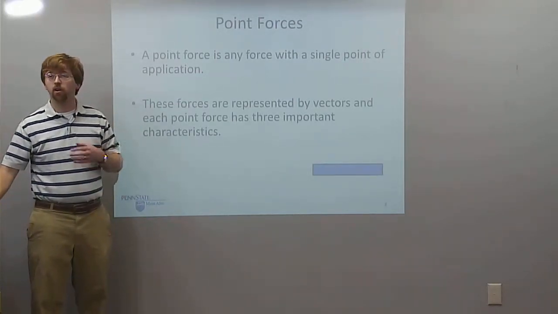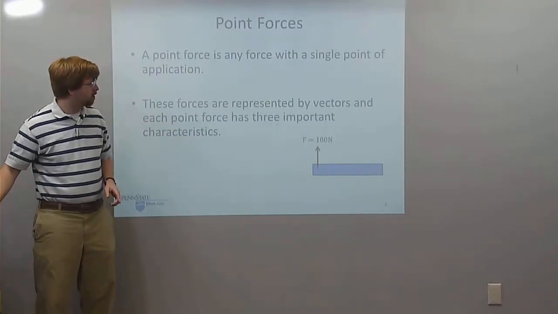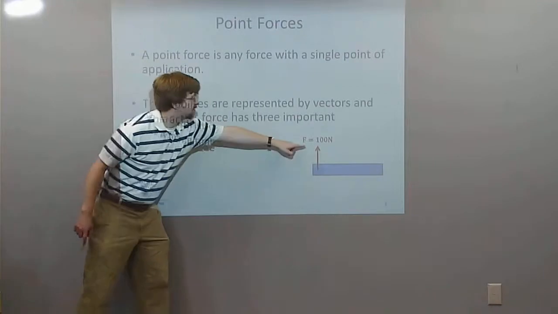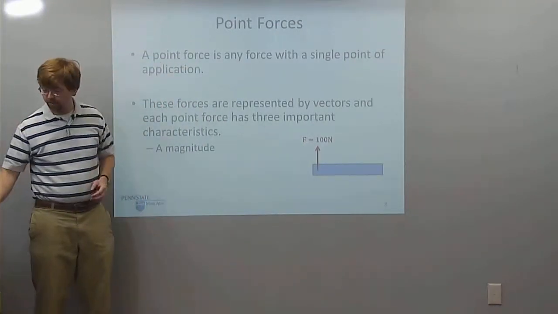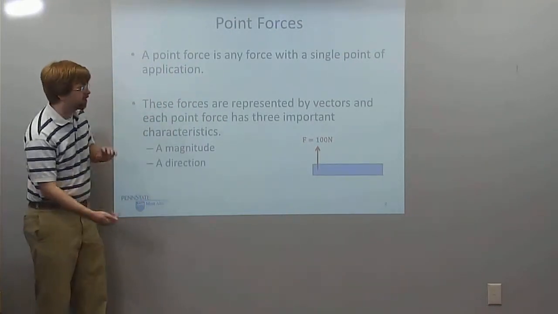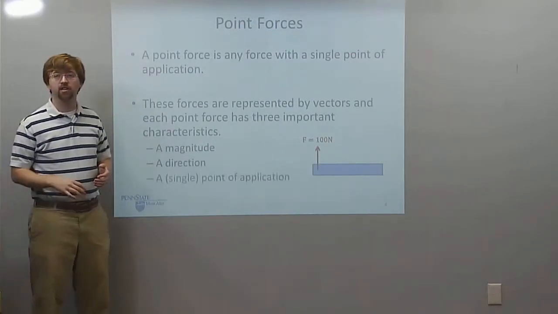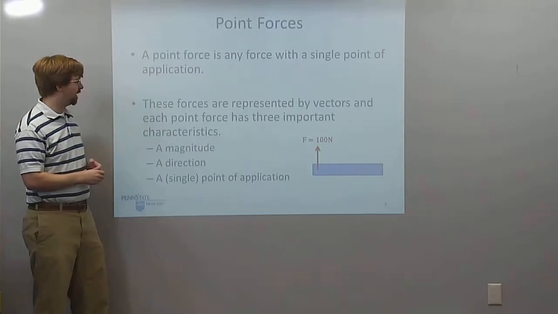So for example, we've got this body over here, and we've got this vector acting on it. It's going to have a magnitude, that is the 100 Newton magnitude we have there. It's going to have a direction. In this case, it's pointing up, which we usually call the positive y direction. And it's going to have a single point of application.